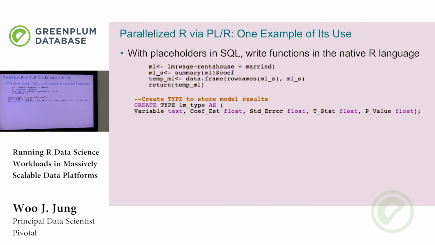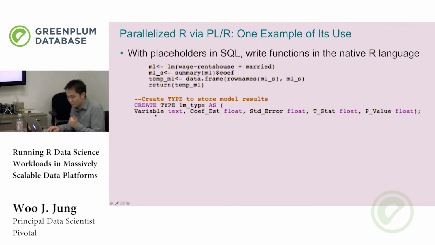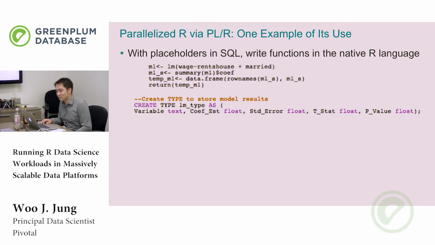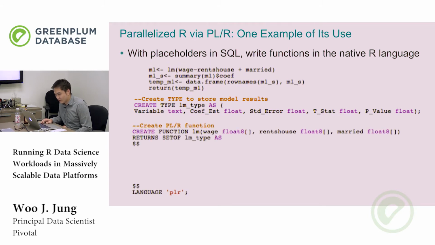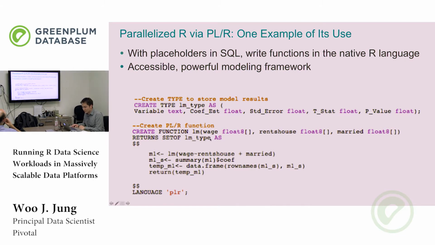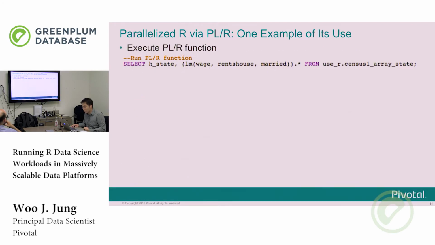And then you create, again, that return type that we're talking about, which is going to store the model results. In this case, it's identical to the previous example. So we're going to store the variable name, coefficient estimate, the standard error estimate, the t-statistics estimate, and the p-values from this workflow. And then we're going to pop that line or lines of R code inside of our definition for the PLR function, which again has wage, rent, house, and married as the three arguments. The three variables that we'll eventually invoke in the R code here. And then we're going to return coefficient summary statistics at the end of this function. And we're going to execute it now.